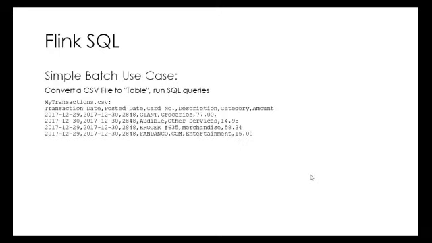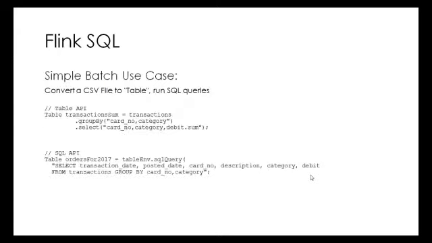Concrete example for SQL, very simple. You get a CSV file that's got some transaction data in it. We've got a posted date, a card number, description, a category, and an amount. And you're going to want to run some queries on this stuff. This is what's coming in that you want to process. Okay, how would you do it?